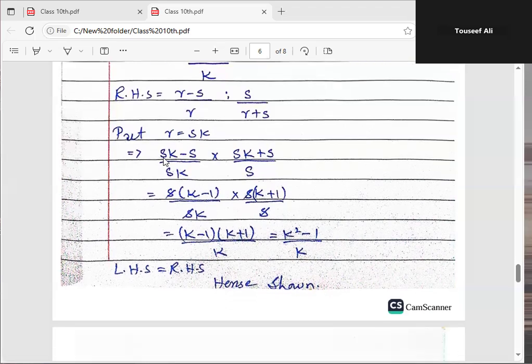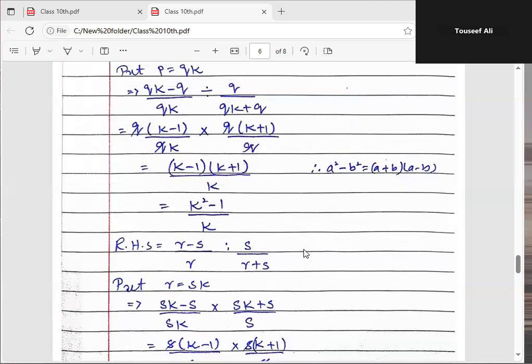Now taking S common, here S is common, so by taking S common, S into (K minus 1) divided by SK, multiplied by, taking S common, (K plus 1) divided by S. S and S cancel each other, S and SK cancel each other. Here K minus 1 is remaining, and here K plus 1 is remaining, and in the denominator here is K and here is 1, so K multiplied by 1 is equal to K. By using the same formula, A square minus B square equals (A plus B)(A minus B), when we combine these, it becomes (K square minus 1) divided by K, which is the solution of its right hand side.